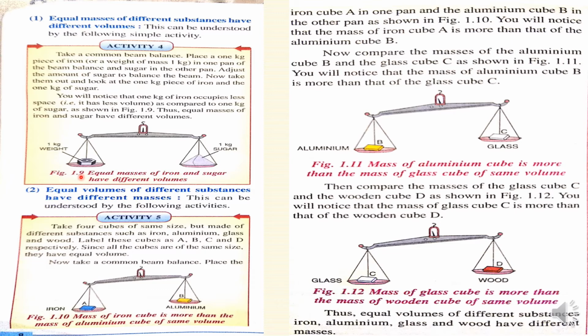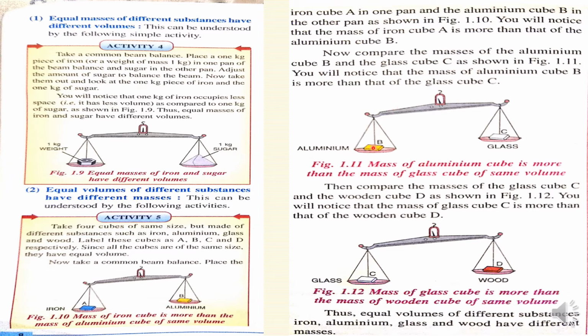We can say iron is denser than sugar because the molecules of iron are very closely packed, while those of sugar are loosely packed. What can we define next? The mass of an iron cube is more than the mass of an identical aluminium cube. So we can say that iron is denser than aluminium.